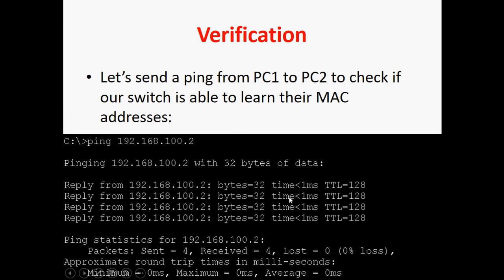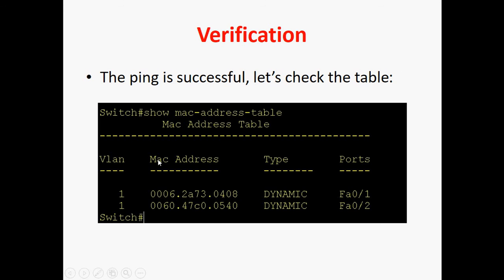Okay, now again I am sending a ping from PC1 to PC2 and checking our switch MAC address table. I am pinging PC2 from PC1 and I am getting a reply. Then again I check show mac-address-table, and I am getting the MAC addresses for PC1 as well as PC2.